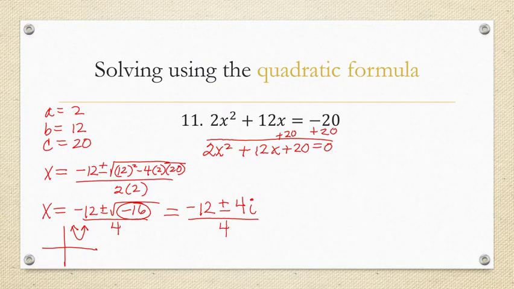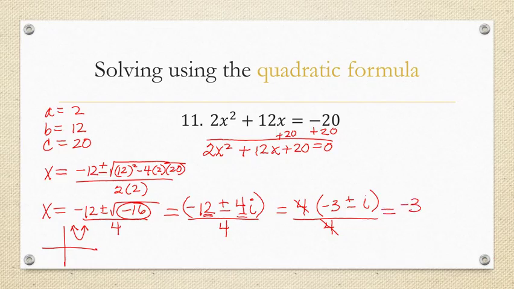Okay, now what's the GCF out of 12? Look in your numerator. What's the GCF out of 12 and 4? Well, it's 4. And so we're going to take out a 4, leaving me with negative 3 plus or minus I divided by 4. Oh wait, and then these 4's cancel out. So my final answer, negative 3 plus or minus I. This is going to be your answer.